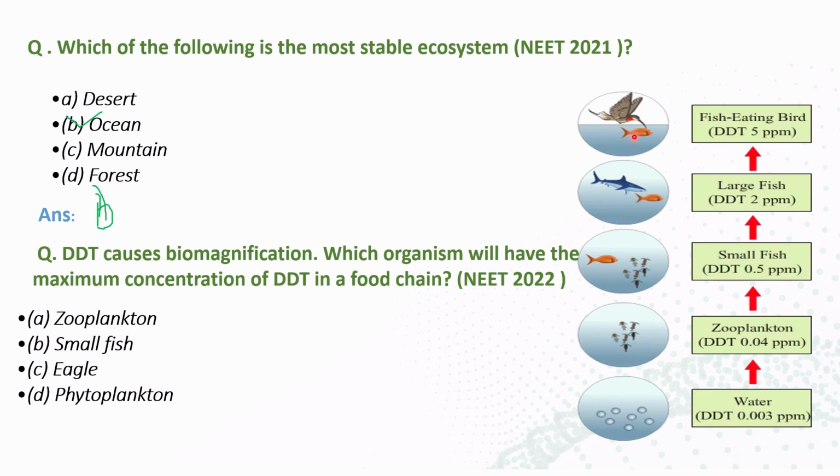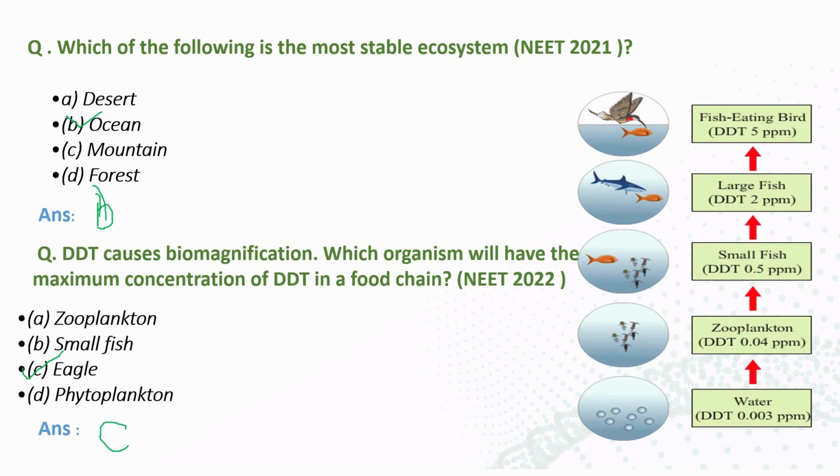That's why they absorb more DDT into their body. So if you see the options here, they have given four options: zooplankton, small fish, eagle, and phytoplankton. In this you have to say which one has more DDT. It's the last one, which eats the fishes. So that is nothing but the eagle. So option C is the right answer here.